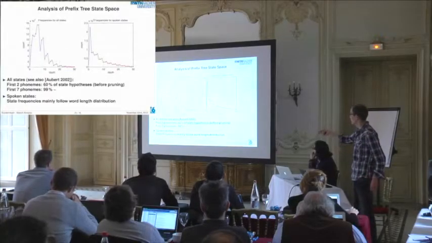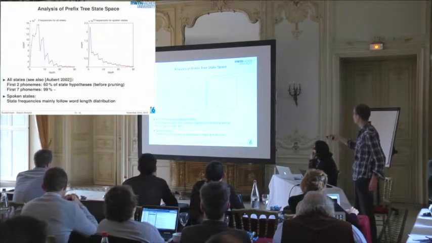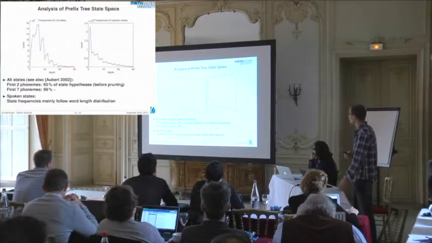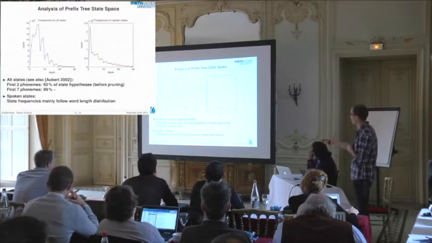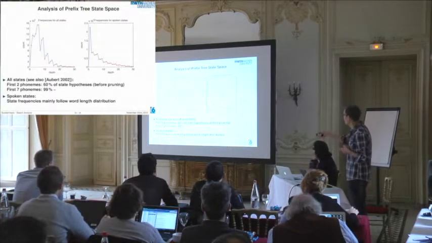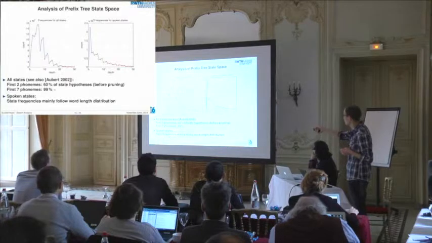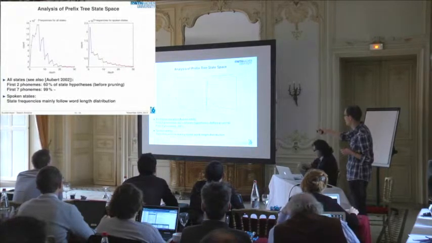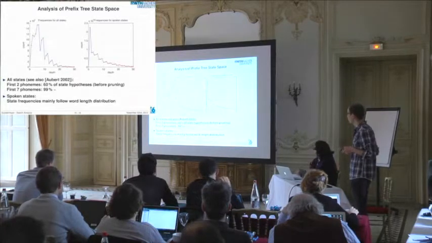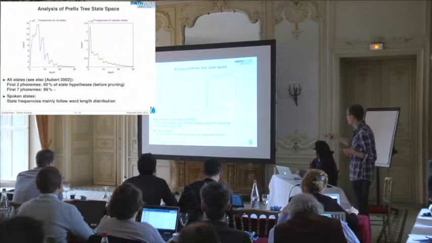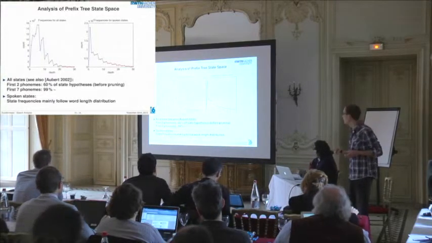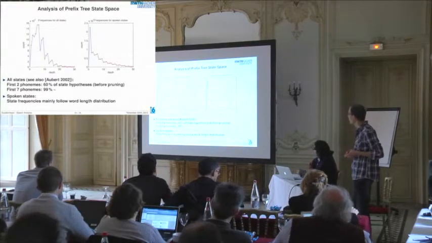So here, again, on the left, we have the results for all states, and on the right, for the spoken states. And we see, and this also confirms results from previous work from Aubert, that the search space is very much concentrated in the first phonemes. So if we only take the first two phonemes, then we have around 60% of the search effort within the first two phonemes. And if we go to the first seven phonemes, it's even 99%.